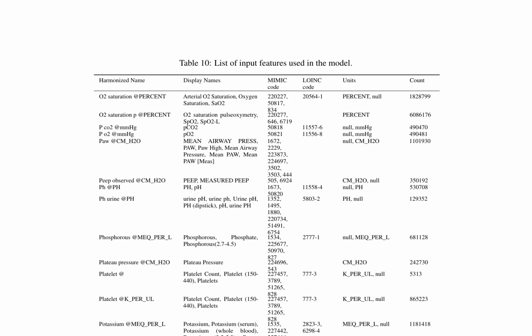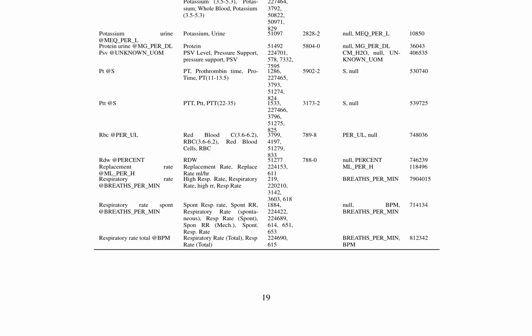Here is a combined summary of pages 19 and 20. The tables presented on these pages list the input features used in the model, comprising 40 distinct features. Each feature is represented by a harmonized name, display name, MIMIC code, LOINC code, units, and count. The features encompass a range of physiological and laboratory parameters, including oxygen saturation, blood gases, respiratory rate, blood pressure, and laboratory test results such as electrolyte levels, complete blood counts, and renal function tests.